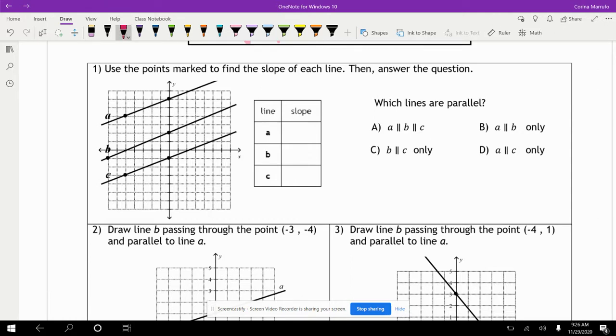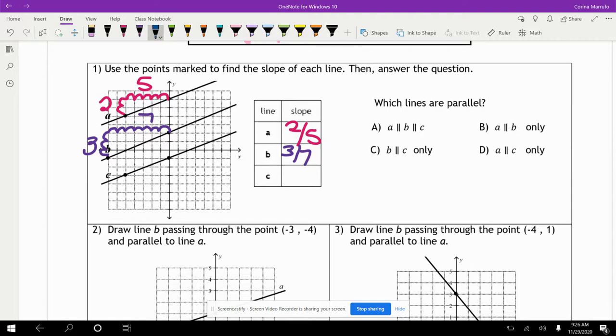They already marked points on here for us, so we're just going to count the rise. So the rise here is 1, 2, and our run is 1, 2, 3, 4, and 5. So our slope here is going to be 2/5. And we look at line B. The rise is going to be 1, 2, and 3, and then it runs 1, 2, 3, 4, 5, 6, 7. So our slope here, although these lines look parallel, when you count their slopes, you can see that the slopes are not the same. So A is not going to be parallel to B.